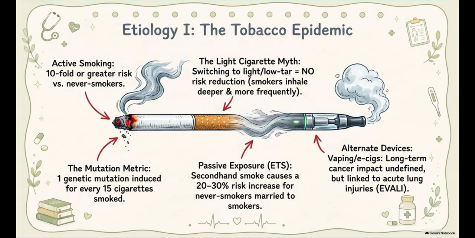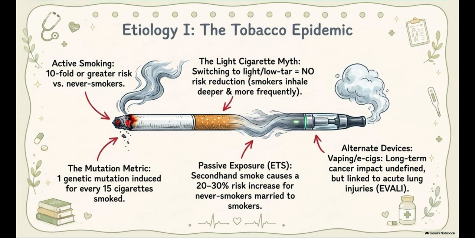Let's look at the mathematics of the tobacco epidemic. The numbers are precise, and they are alarming. Active smoking carries a tenfold or even greater risk compared to never smokers. The mutation metric is startling. Exactly one genetic mutation is induced for every 15 cigarettes smoked. That is a direct, measurable impact.